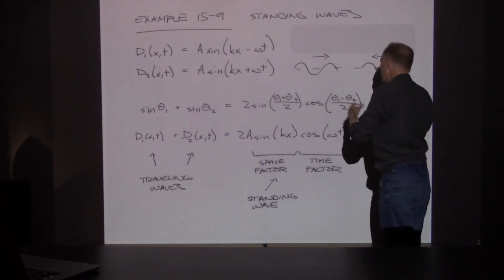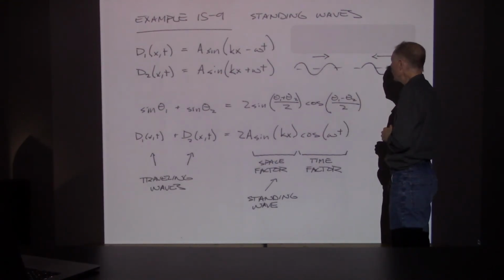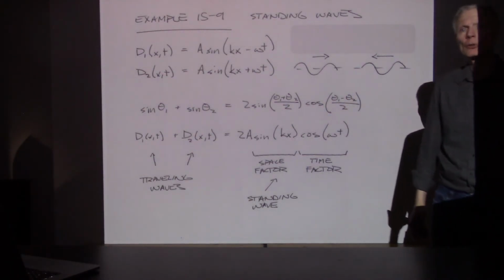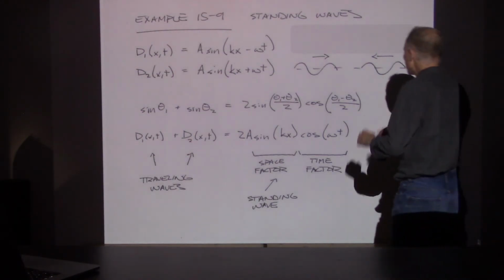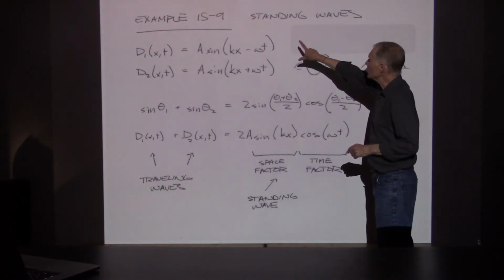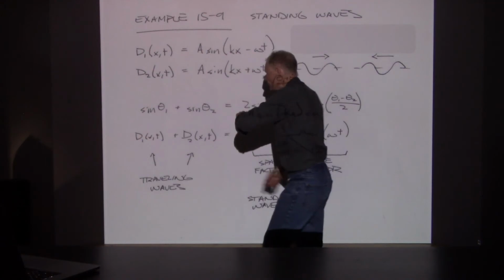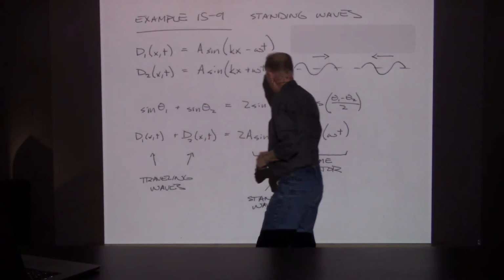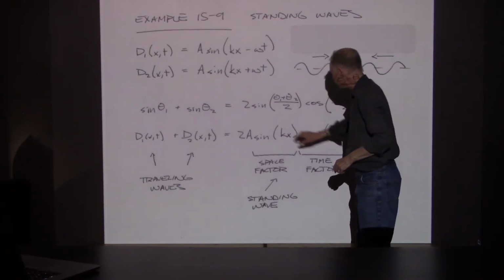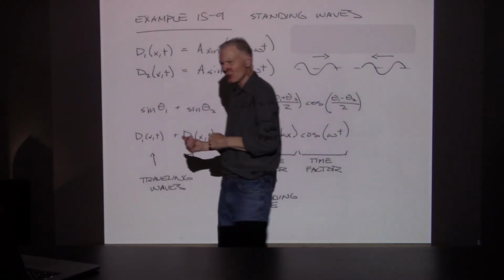You may worry whether this is theta 1 minus theta 2, or theta 2 minus theta 1. It doesn't matter because it's a cosine, and cosines are even functions, so we can drop the minus sign. We'll divide by 2. What happens when we add two traveling waves, mathematically, is we get a function, d of x and t, that is 2a times the sine of kx times the cosine of omega t. What does that function look like?